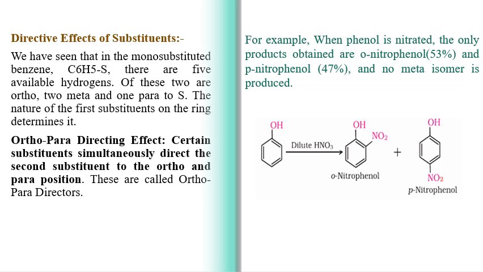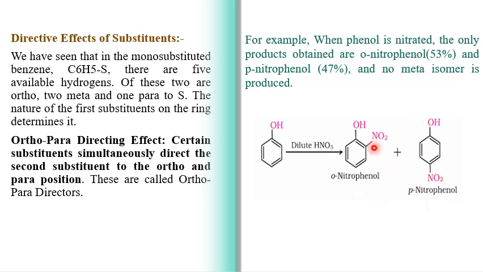For example, when phenol is nitrated, the only products obtained are ortho-nitrophenol and para-nitrophenol, and no meta isomer is obtained. If you see the percentages here, the ortho-nitrophenol product is 53 percent and the para-nitrophenol product is 47 percent. So both are in the equivalent range, and we can expect both products simultaneously. Here we are taking phenol, to which we add dilute nitric acid. It leads to the formation of ortho-nitrophenol and para-nitrophenol. In this case, we are getting both products.